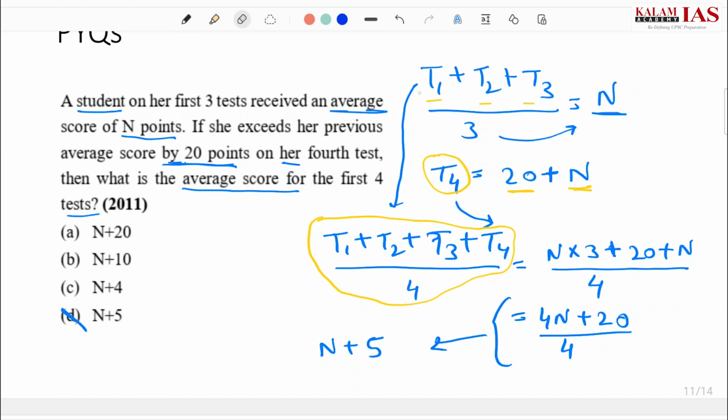We can easily substitute the value from equation 1 and equation 2 into the final equation and get our values. T1 + T2 + T3 is equal to n into 3 and the T4 value is 20 + n, and now the number of tests is 4, so dividing by 4 we get the value as n + 5.